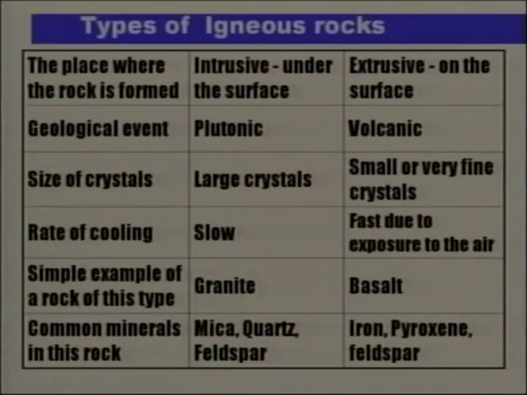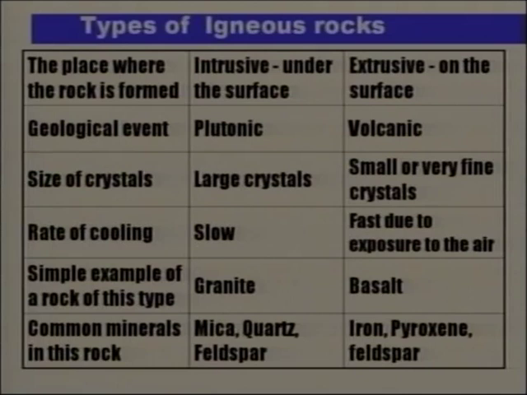Then we looked at a simple example of an intrusive igneous rock and a simple example of an extrusive volcanic igneous rock. For the intrusive plutonic igneous rock, we said granite was a good example. And for the extrusive volcanic, we said basalt was a good example. When we go back to our definition of rocks, we saw it was to do with a compact consolidated mass of mineral matter. That's looking at what rocks are.